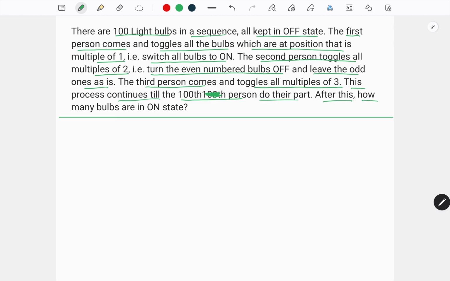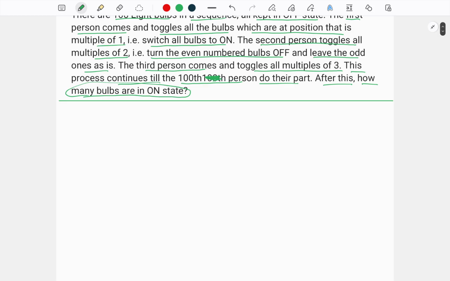After this, how many bulbs are in the on state? This is something we have to find out. Once persons 1 to 100 have all completed their turns by toggling the switches, how many bulbs are left turned on? That we have to find out. So let's start with the solution.